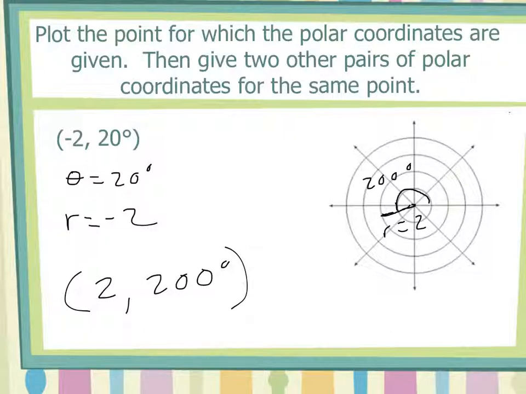See if you can come up with another one. Don't forget about coterminals. If we're in degrees, if you add or subtract 360, you'll end up at the exact same angle. Keep that in mind to see if you can come up with another pair that's going to describe this exact same location right there.